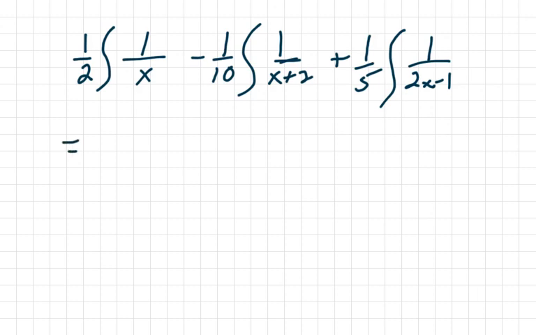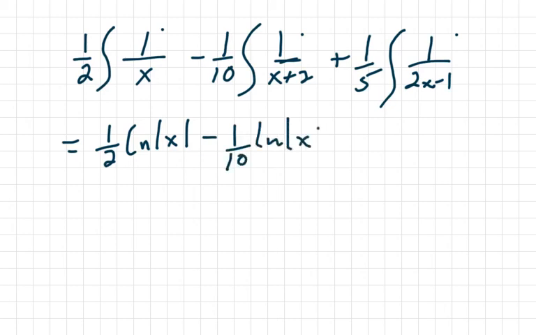So let's use that cheater method. You can go do substitution if you want again, but cheater method, we've got a constant over a linear function, we've got a constant over a linear function, we've got a constant over a linear function. So we know that it's going to be 1/2 ln of x minus 1/10 ln of x plus 2, and then plus 1/5 ln of 2x minus 1.